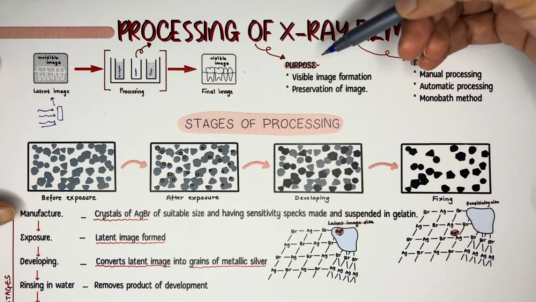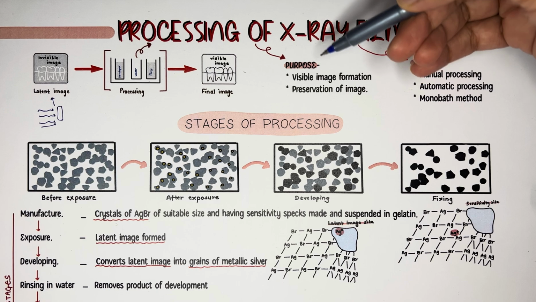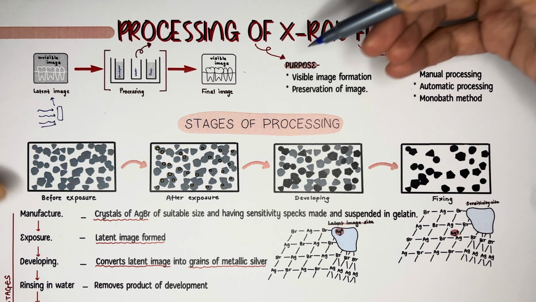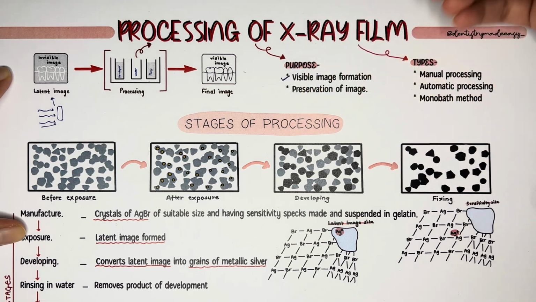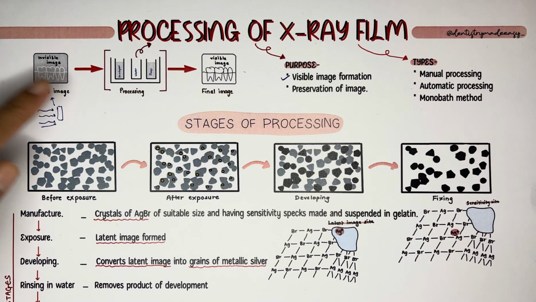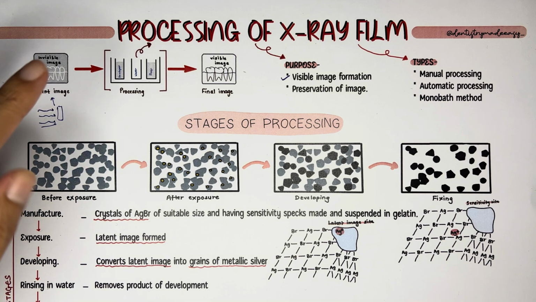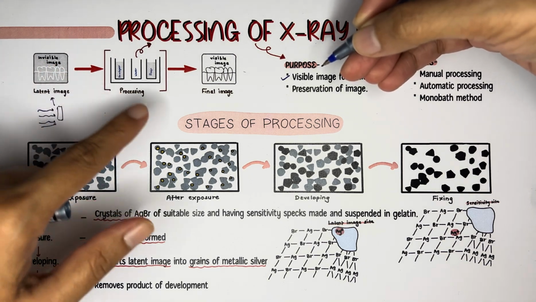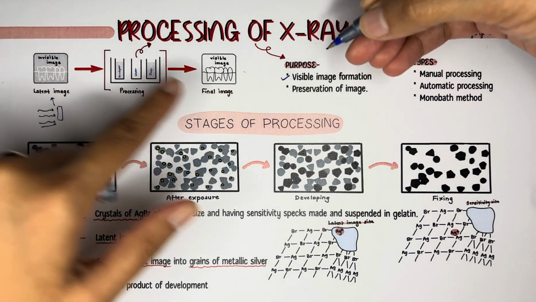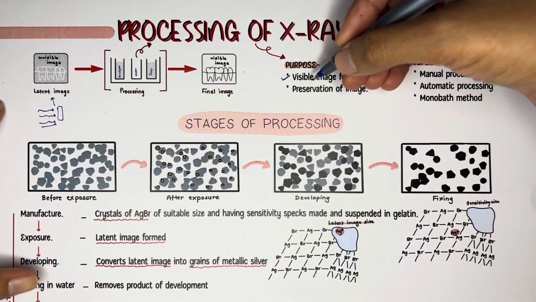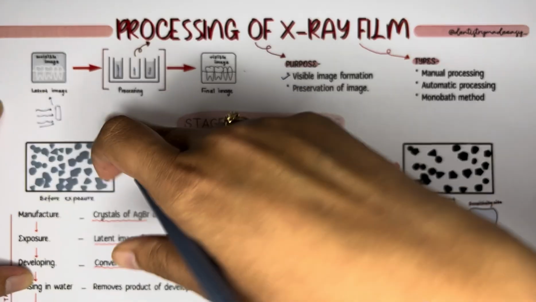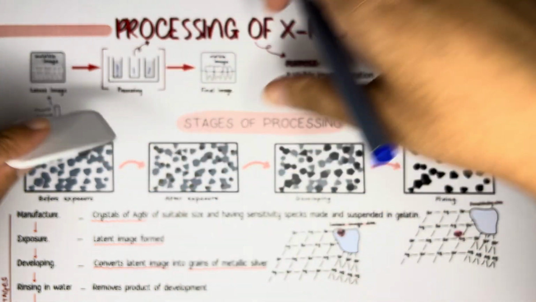Now what is the purpose of doing the processing of the X-ray film? The first purpose is visible image formation. What we have seen is latent image is formed when you are exposing the patient to the radiation, and after that you go through this processing. Why? To get a final image. So you can see the image on this IOPA film because of this processing only.